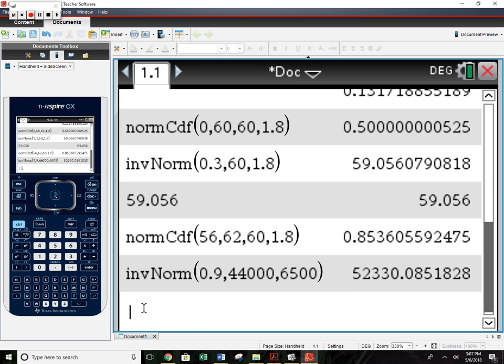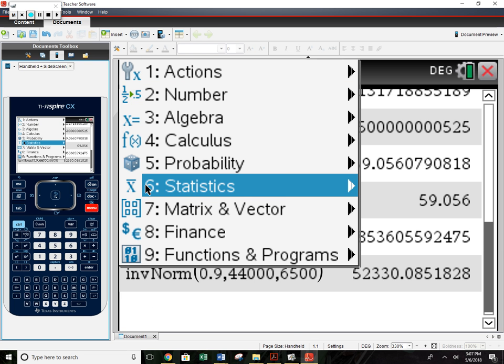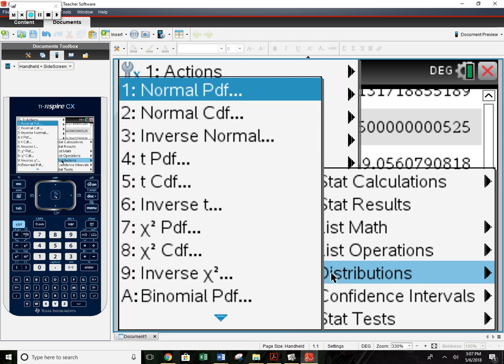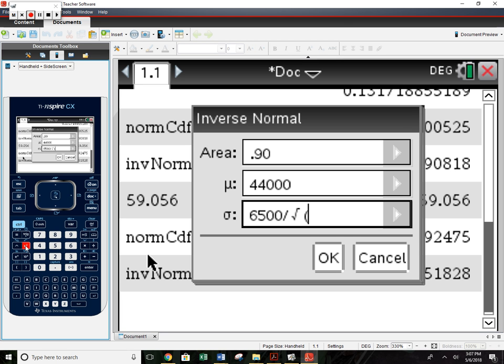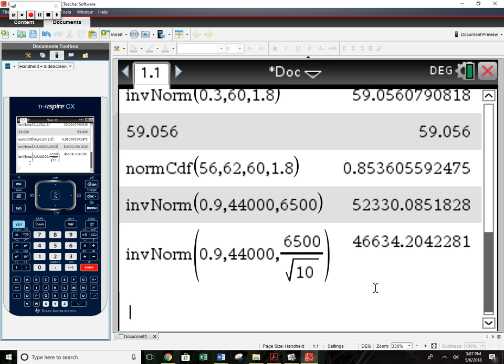Now, let's do that same thing. Menu 6.5, inverse normal, let's find 90% of a 44,000 average. Okay, the standard deviation, if you want the average teacher salary, we're going to use 6,500. But you're going to divide that, because you took a sample of 10 teachers, by the square root of 10. And that's going to be 46.